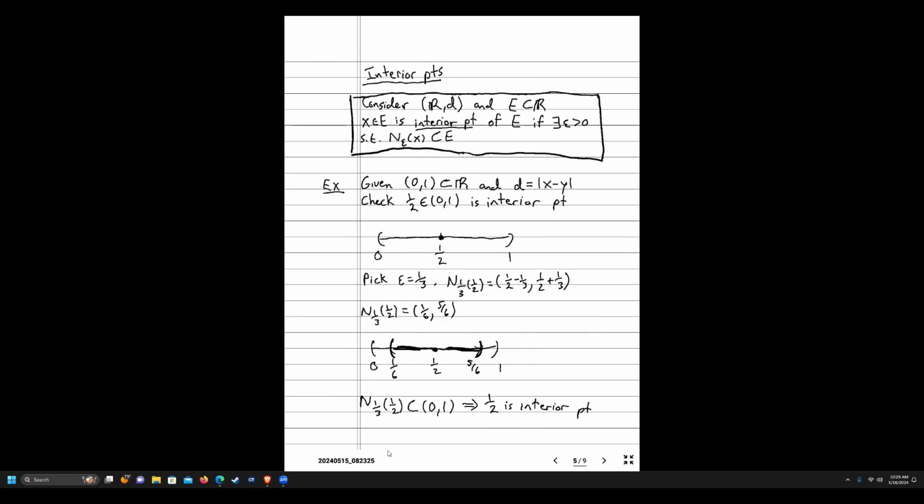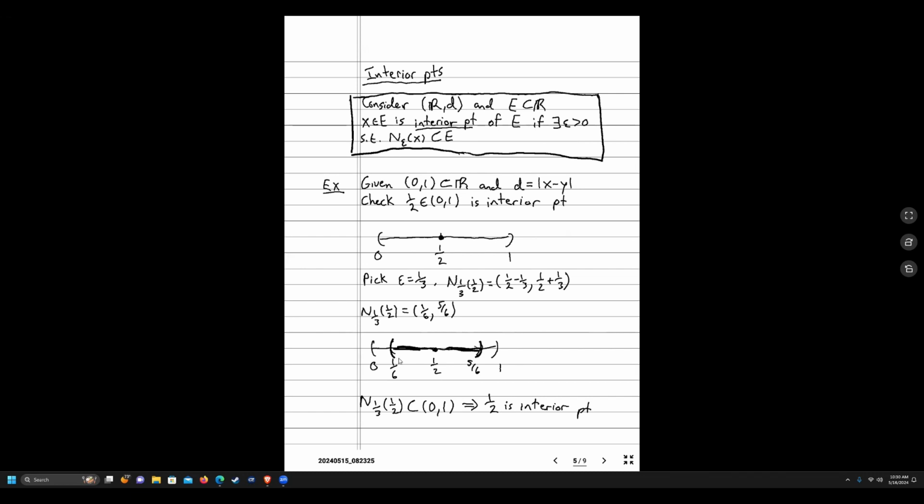Okay, so that's neighborhood. Now I want to talk about interior points. So we can consider the metric space R with the metric d, and E is a subset of R. X, a member of E, is an interior point of E if there exists an epsilon such that the epsilon neighborhood of X is contained in E. So this is what it means to be an interior point.